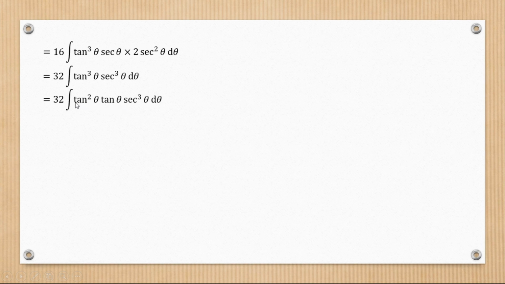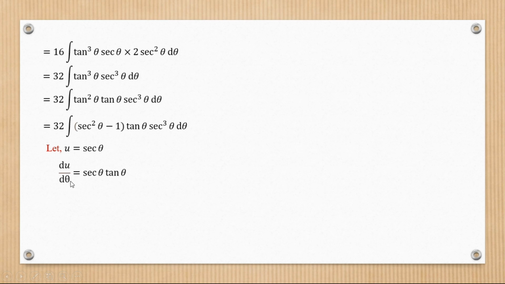Now we're going to convert this tan squared theta into a value that has sec squared theta in it. You know that tan squared theta is the same as sec squared theta minus 1. So that's clear. Now that we have this step, we can use U substitution, which will give us a value that will easily cancel out with this tan theta. If we make U equal to sec theta, we know du d theta shall be equal to sec theta tan theta. You can see that this tan theta will later cancel with this tan theta.